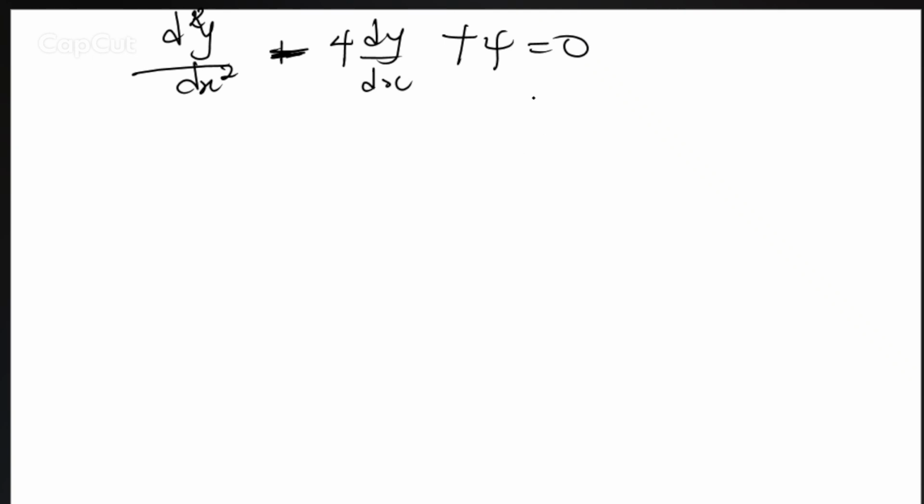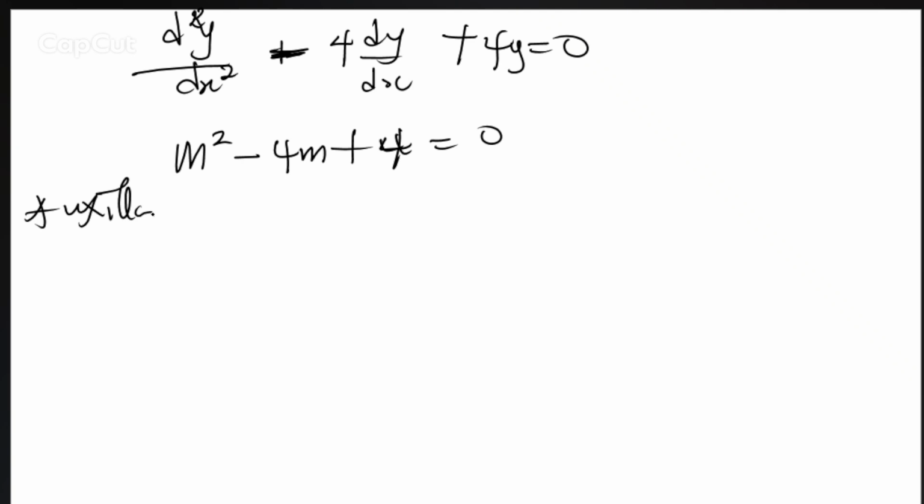What's the second thing? To get the auxiliary equation for our given ordinary differential equation. Your auxiliary equation will be m squared minus 4m plus 4, equal to 0. Are we together? So solving the quadratic equation, look for those two numbers that when you add them, you get minus 4, and when you multiply them, you get 4. What are those numbers?